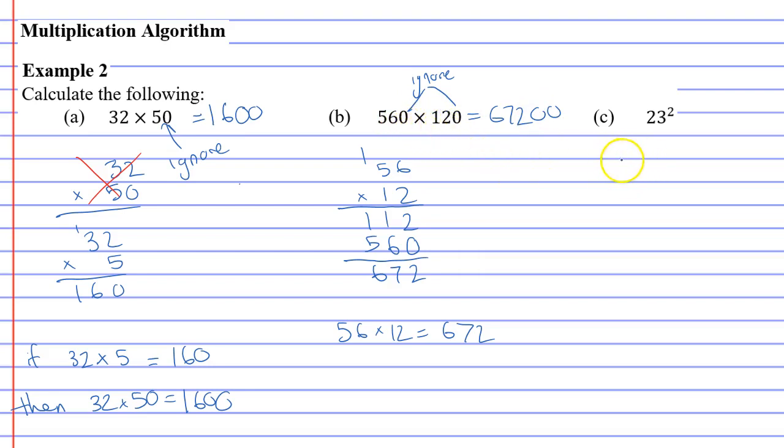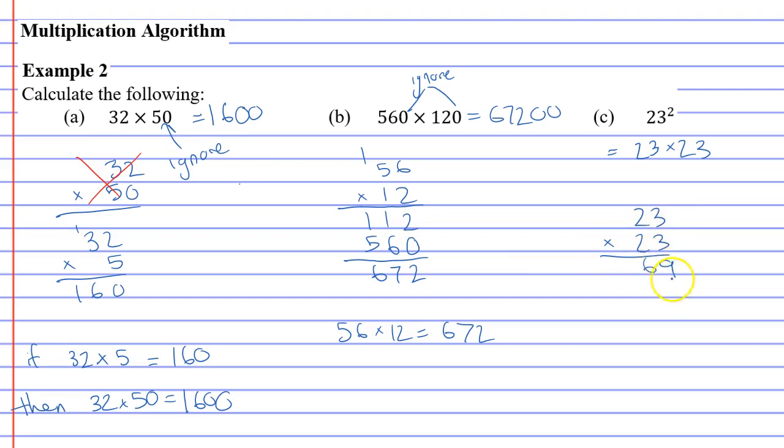Alright, last question, question C. There's no real trick to doing this one. All we need to know is that 23 squared is the same as going 23 times 23. So we're just going to go 23 over 23. We're going to multiply it and work it out. 3 times 3 is 9. 3 times 2 is 6.